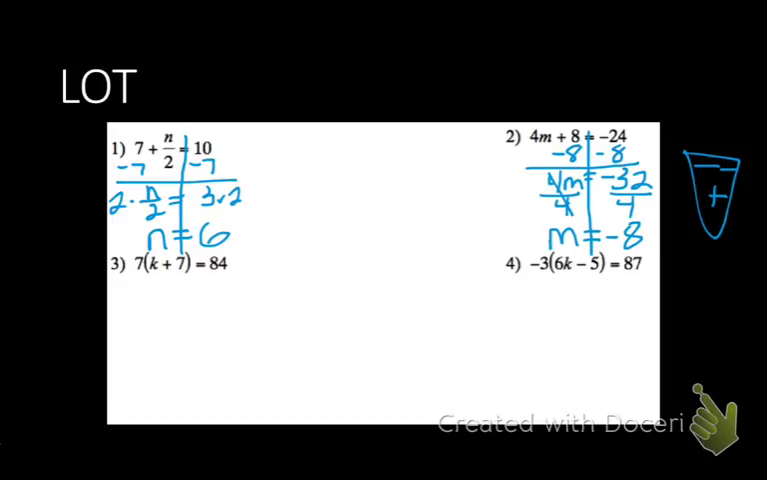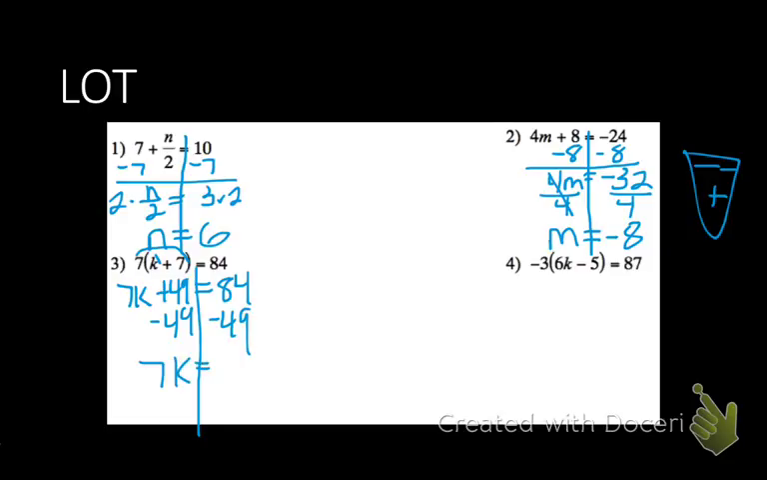All right, the next one, for number 3, I do have to start off by distributing. So 7 times k is 7k, and 7 times 7 is 49. From here then, I do need to subtract 49 from both sides. 7k is equal to 35 when you subtract. And when you divide by 7, k is equal to 5.